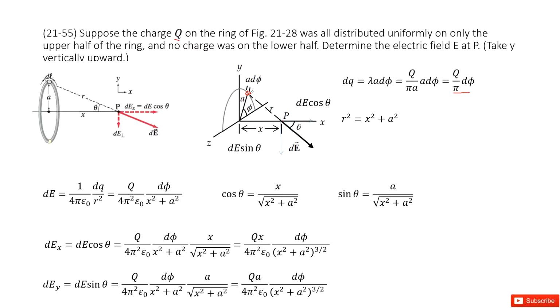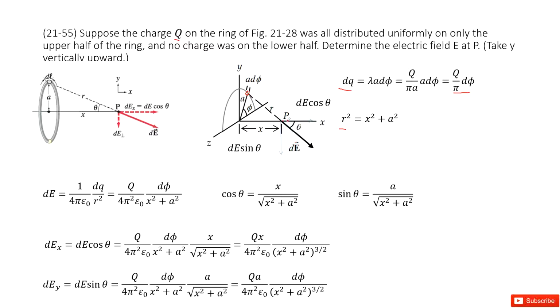Now for this small fraction of charge, the electric field will point radially outward, following this direction, with magnitude dE. Do you agree? Yes. Now we write down the magnitude of dE as 1/(4πε₀) times dq divided by r squared. And then we put in the dq and r squared there. We get the answer, which looks like this.